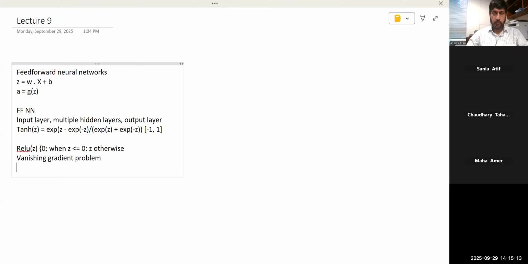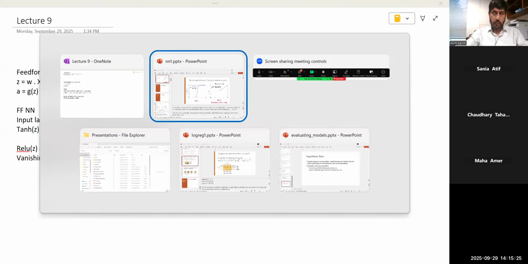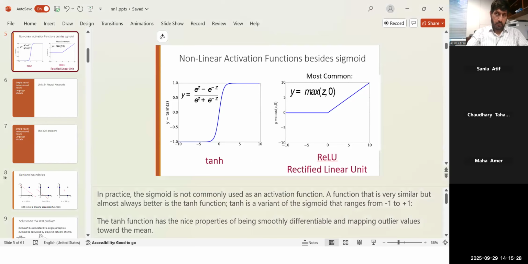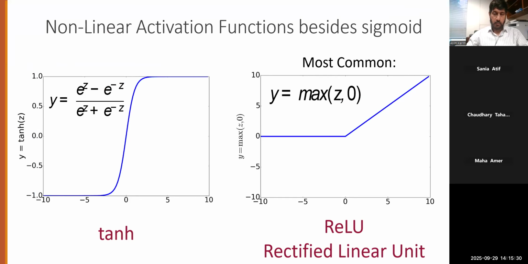What is the gradient of the rectified linear unit when z is greater than 0? As you can see in this graph, the gradient of the rectified linear unit is 1 always when z is greater than 0.